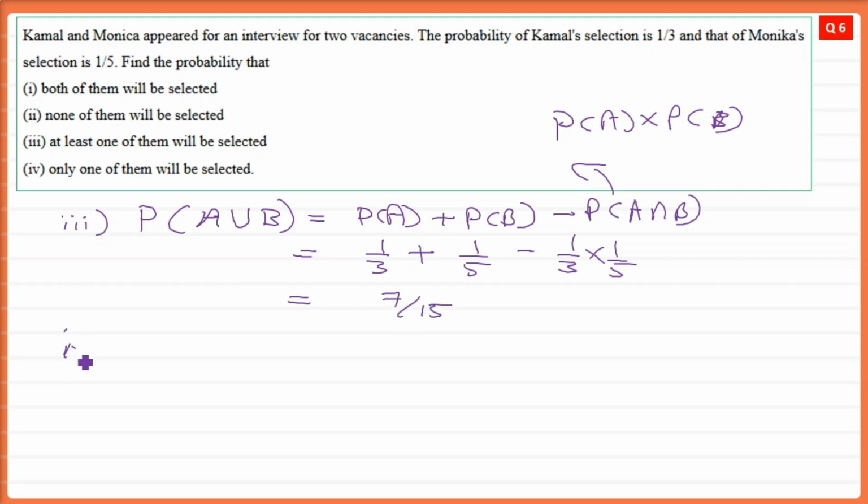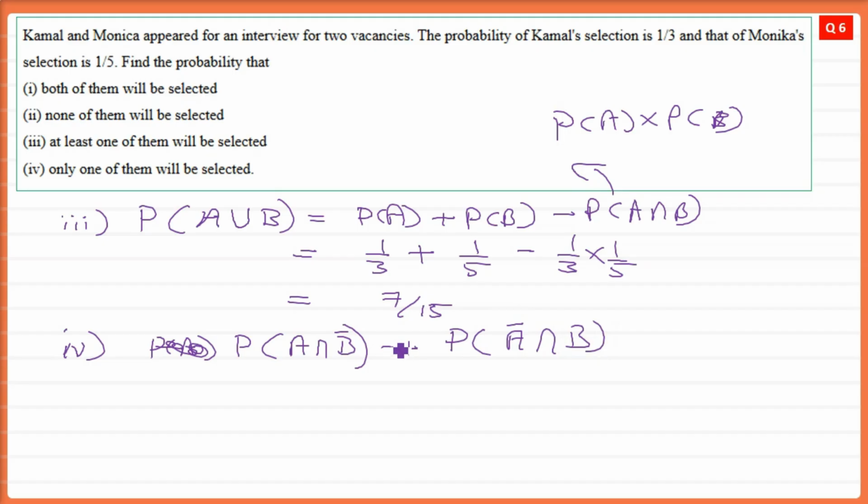Now coming to the fourth part. What is the fourth part saying? Only one of them will be selected. So if Kamal is selected, Monica shouldn't be selected, and if Monica is selected, Kamal should not be selected. I'll write the expression first: A selected, B not selected, so it has to be AND. P(A intersection B bar) or P(A bar intersection B). So A and B bar together, and A bar and B together. That is Kamal not Monica, and Monica not Kamal. Only one of them. Now these are independent events, so you can write P(A intersection B bar) as P(A) multiplied by P(B bar), and for the second case, it will be P(A bar) multiplied by P(B).